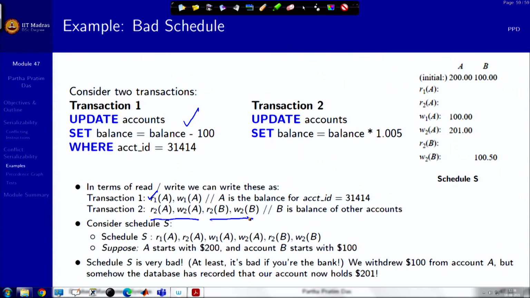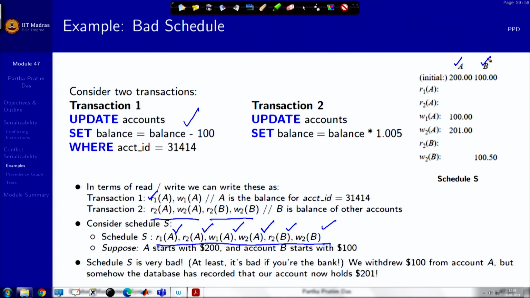Now, if we do a schedule like this, read A in transaction 1, then read A in transaction 2, write A in transaction 1, then write A in transaction 2, is this schedule serializable? Right. So, suppose we have 200 rupees in A and 200 rupees in B.